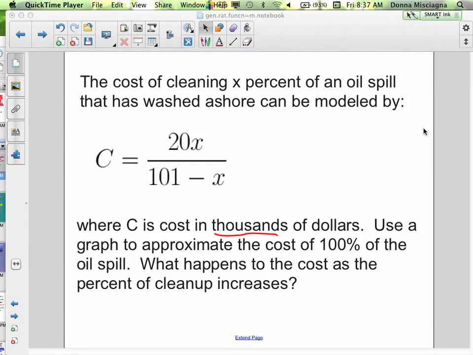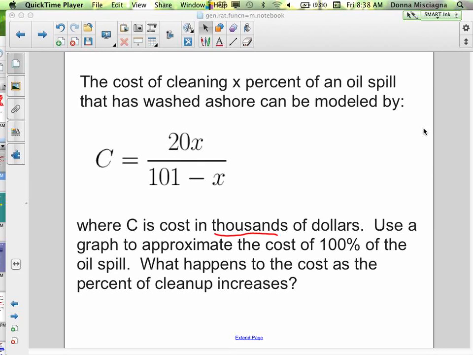All right, so now we're going to be looking at some word problems that match the rational functions we've been doing, where the degree in the numerator and denominator are the same. So the cost of cleaning X% of an oil spill that is washed ashore can be modeled by C equals 20X over 101 minus X, where C is the cost in thousands of dollars.